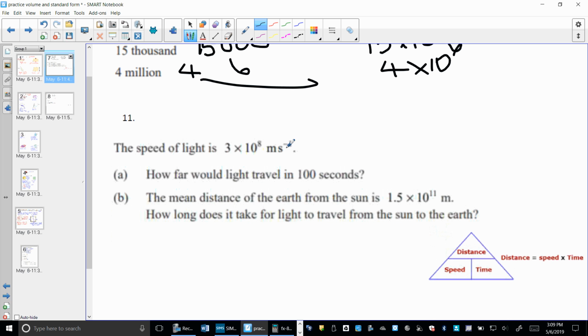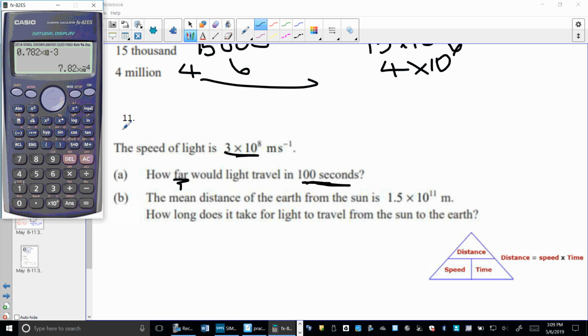Speed of light is 3 times 10 to the 8 meters per second. How far would light travel in 100 seconds? Well, you've got here distance equals speed multiplied by time. So we know our time is 100 seconds. This is our speed. So it's a calculator question. 3, special button 8, multiplied by 100.